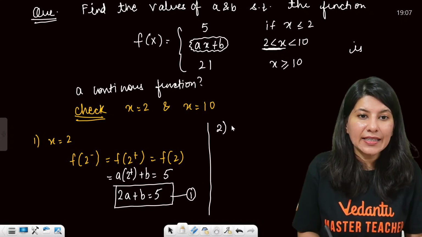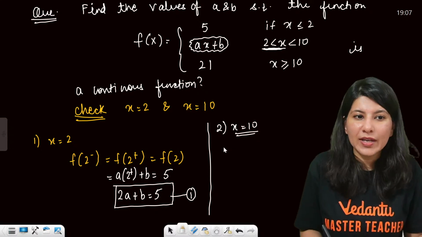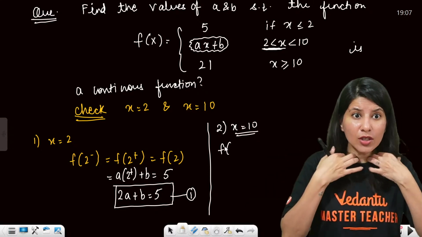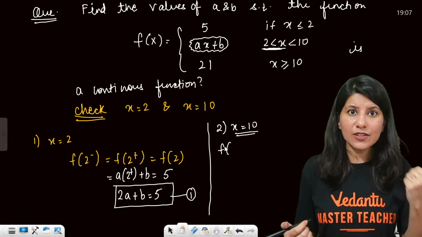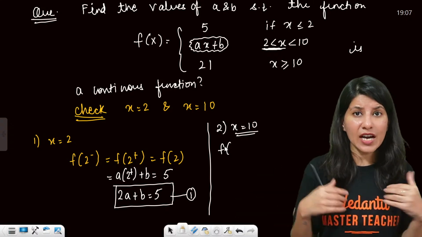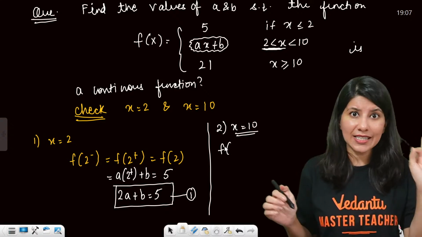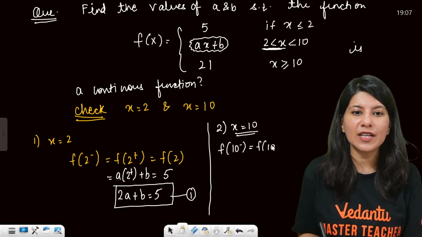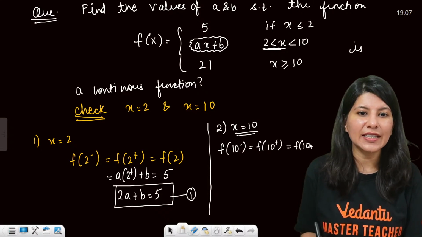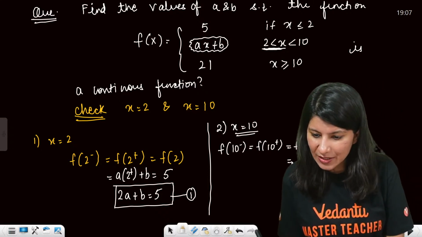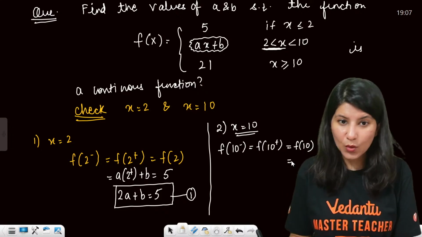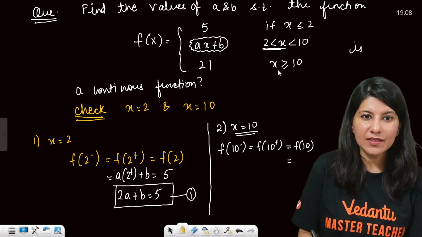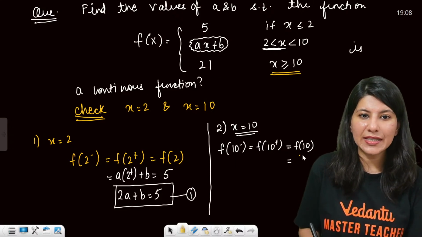Now at x equals 10. Again, for a function to be continuous, the question creator has said that this function is continuous everywhere. We are just picking our points. At x equals 10, f of 10 minus is equal to f of 10 plus is equal to f of 10, correct? What is f of 10? f of 10 is clearly very simple. Equality is right here, so it is 21.